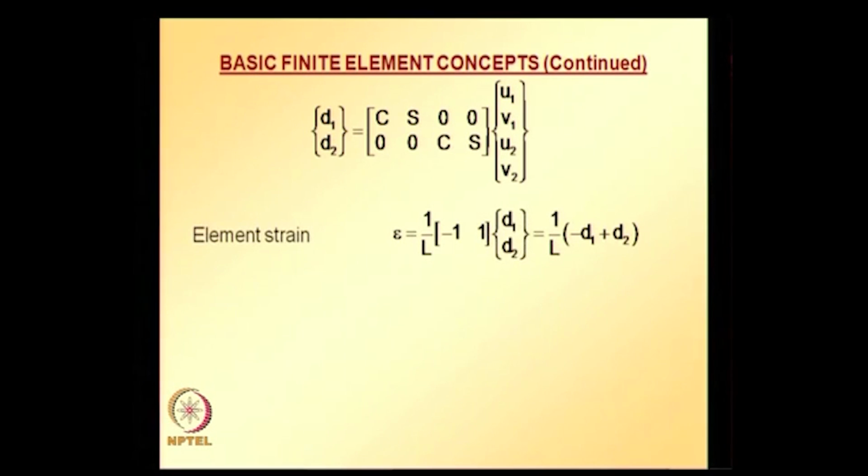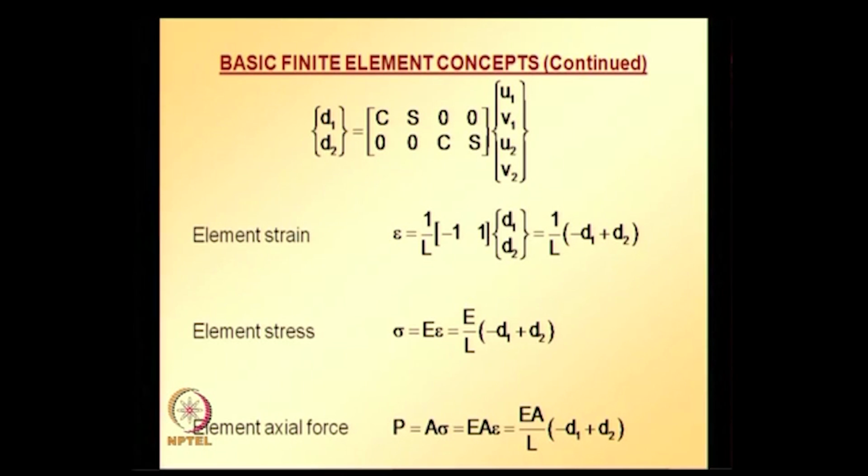So this is the relation between local displacement vector and global displacement vector. So using the values of u1 v1 u2 v2 we can back calculate what is d1 d2 using this relation. Once we get d1 d2 we can calculate element strain, and once we get element strain we can calculate element stress, and we can calculate element axial force.